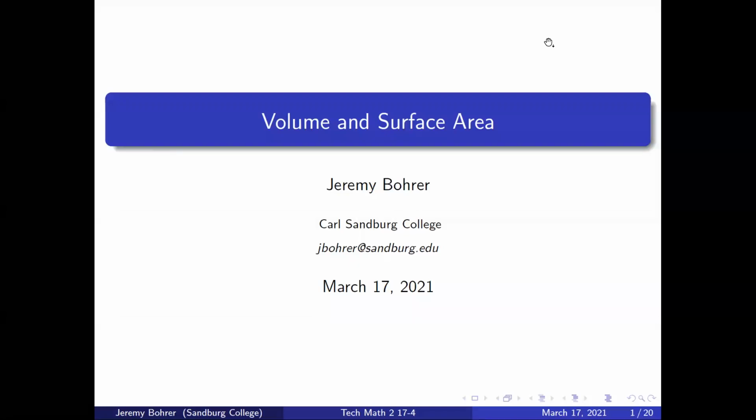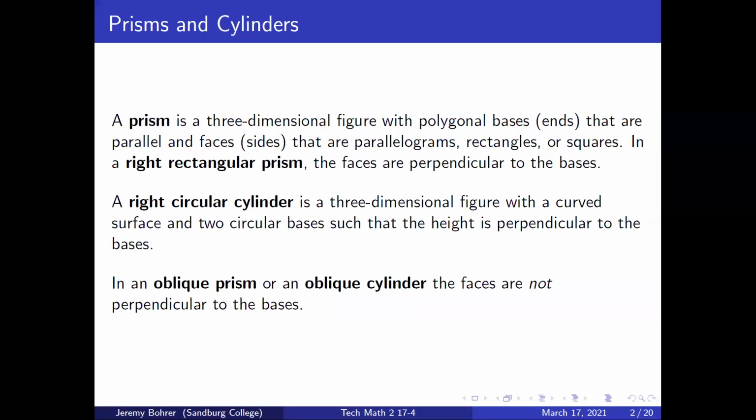In this video, we will discuss volume and surface area. A prism is a three-dimensional figure with polygonal bases (ends) that are parallel and faces (sides) that are parallelograms, rectangles, or squares. In a right rectangular prism, the faces are perpendicular to the bases. A right circular cylinder is a three-dimensional figure with a curved surface and two circular bases, such that the height is perpendicular to the bases.